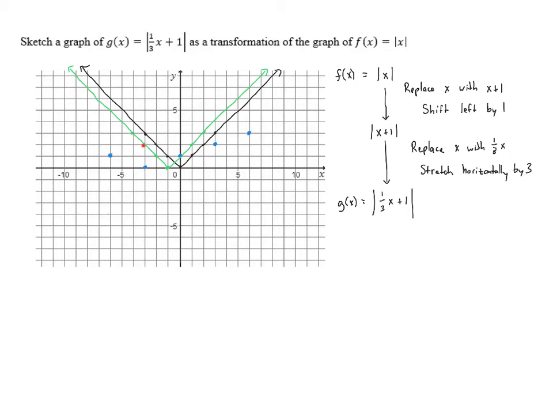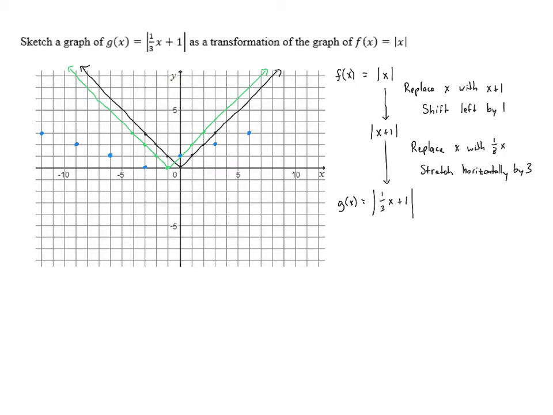This point is 3 units to the left. If we stretch it 3 times as far, it's going to be 9 units to the left. And this point right here is 4 units to the left. If we stretch it 3 times as far, it's going to end up 12 units to the left.